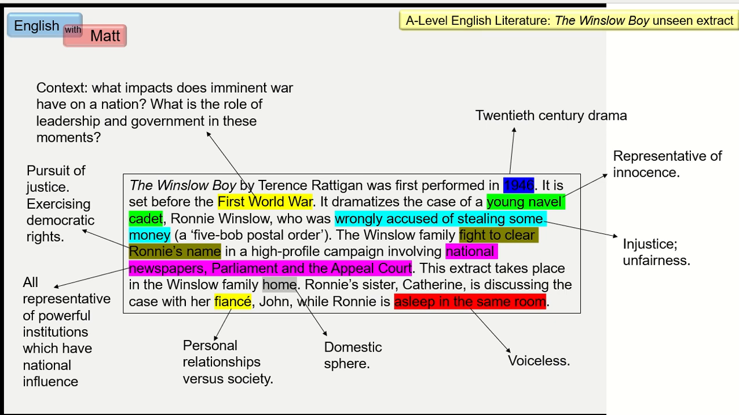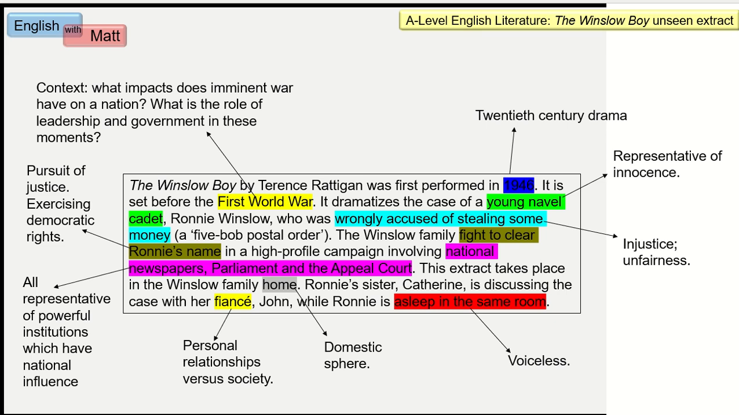So in this case, John and Catherine's engagement, their personal relationship, is beginning to crack slightly because of Catherine's insistence and determination to fight for Ronnie's innocence or just to exercise his democratic rights. Of course, Ronnie in this extract is also asleep in the same room, representing the fact that he is voiceless. He is unable to defend himself in John and Catherine's conversation because he is voiceless. And we'll talk more about that in a moment.